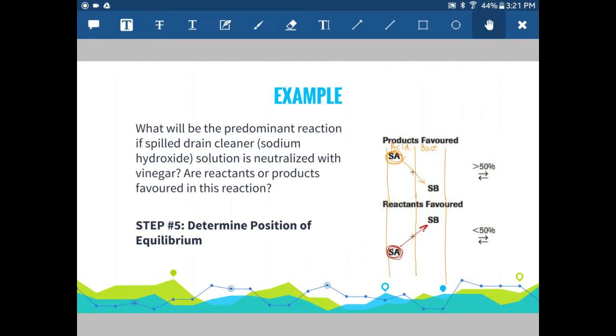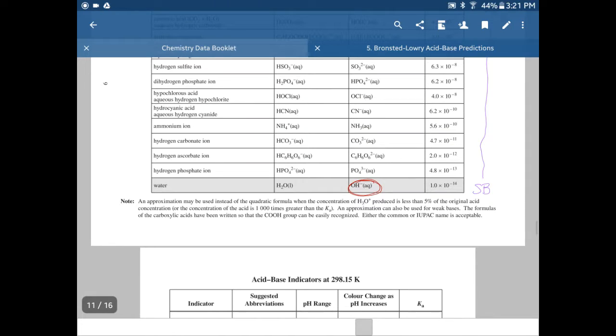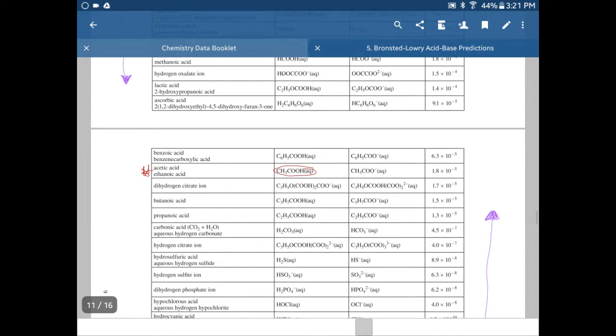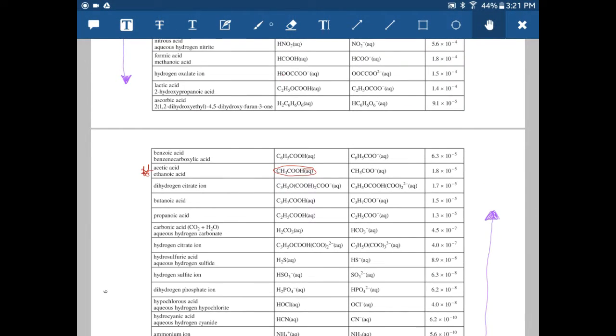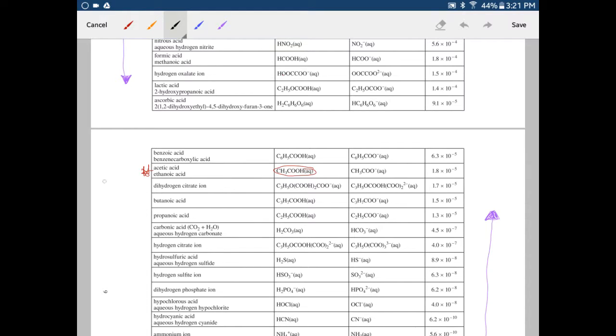So if we go back to our data booklet, on the side somewhere, I would add in, let's just do that here, that if I have my strongest acid to my strongest base, I would say products favored. You might want to write products favored. And then here I'm going to say reactants favored. I'm going to abbreviate a little bit so it can all fit in. That my strongest acid is below my strongest base.